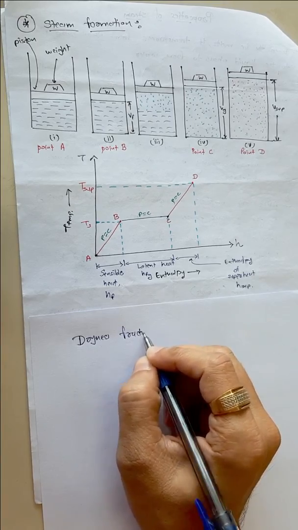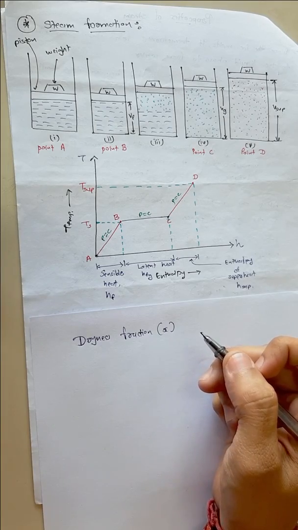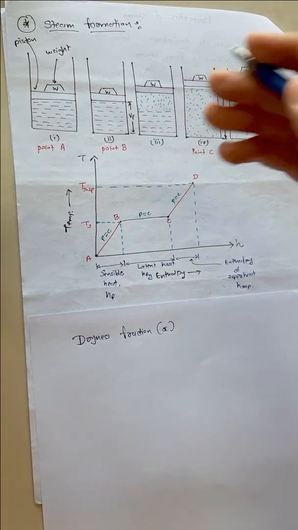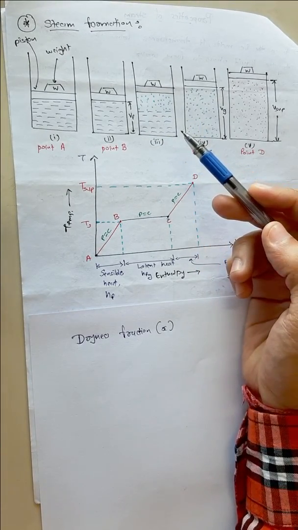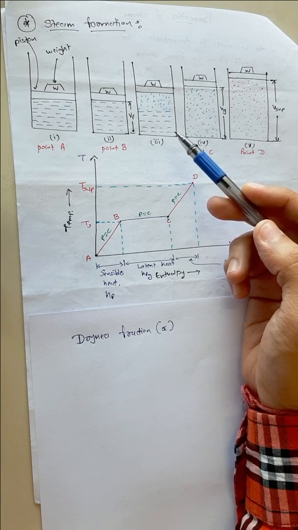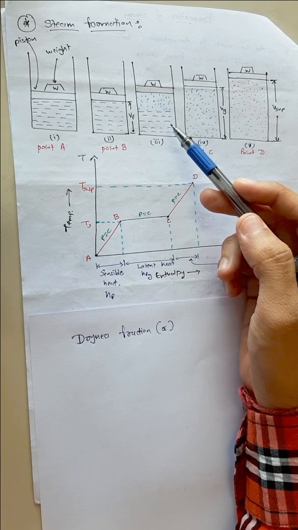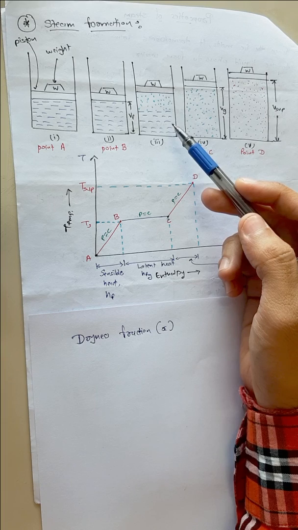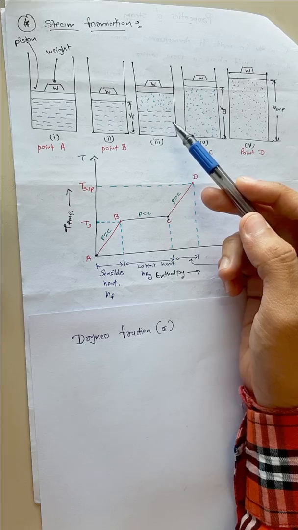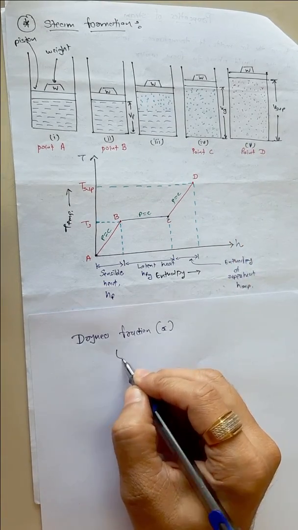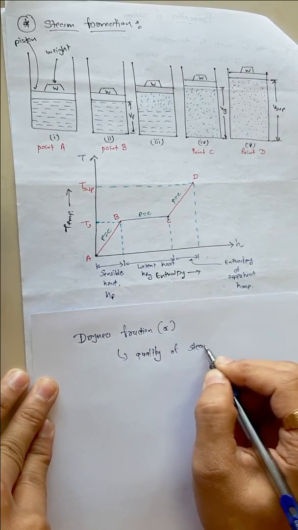To identify the quality of wet steam, there is a term known as dryness fraction, indicated by x. Dryness fraction means the amount of dry particles present in this mixture of dry and wet particles, indicating how much dry particles are present in the system. Opposite to that is wetness fraction, which indicates the amount of wet particles present in the system.